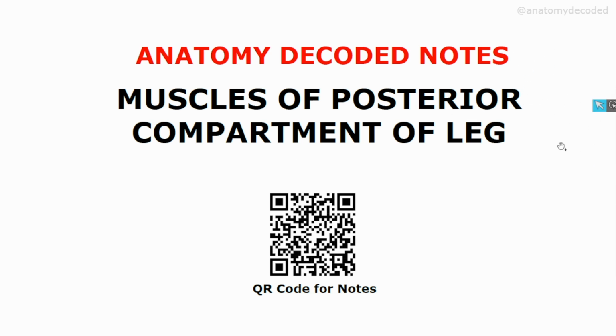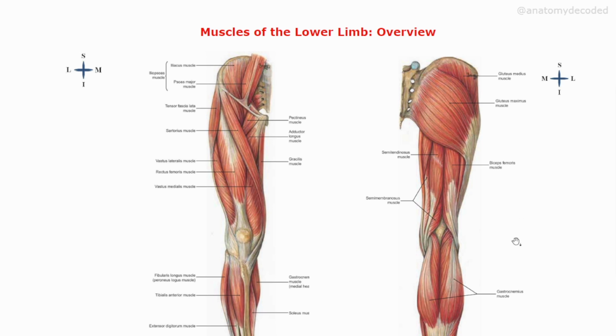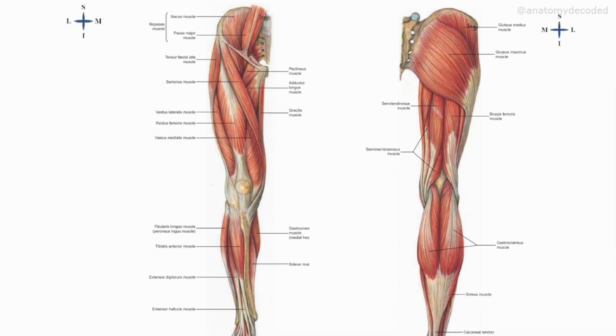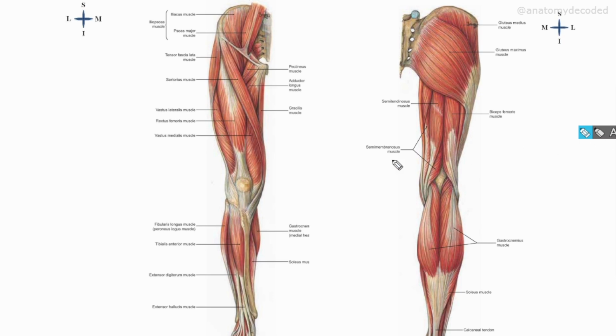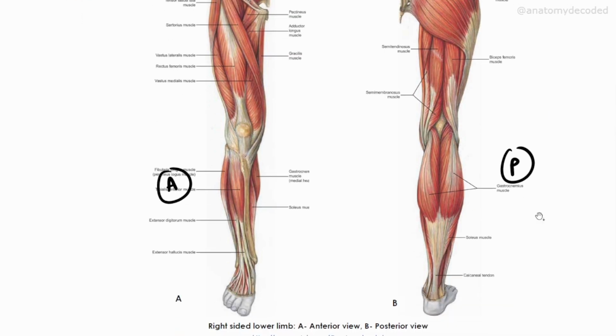Okay. So first, let's try to identify the region of the muscles of the posterior compartment of the leg. Here we can see the right-sided lower limb muscles in an anterior view as well as posterior view. Look at this region here. This is the region of the posterior compartment of the leg. This region is also referred to as the calf region, where there are calf muscles.